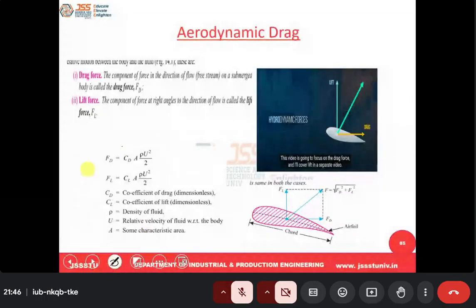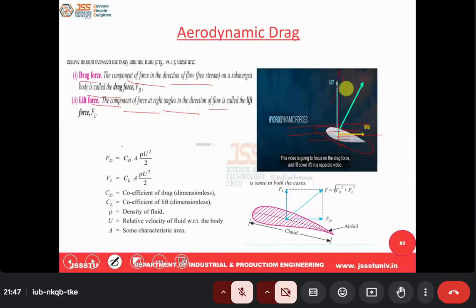Drag force means the component of force in the direction of flow on a submerged body. Here you can see, submerged body means a body which is submerged in the fluid. For example, here is a fluid, and the body is completely submerged. On this side, the drag force will be acting along the flow direction. Whereas lift force is the component of force acting at right angles to the direction of flow. Along the direction of flow, it is drag force. Along the perpendicular direction, it is called lift force.